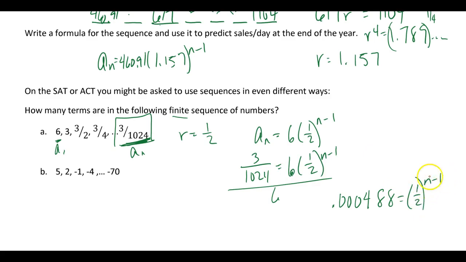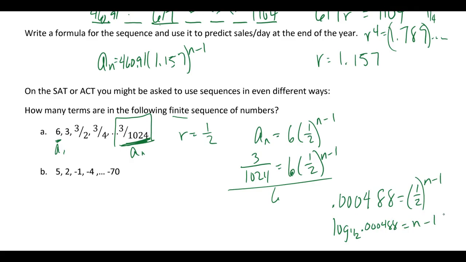Now, my n is stuck in my exponent, right? So there's a reason we did this chapter after logarithms, everyone. I'm going to rearrange this as a logarithm. So log base 1/2, remember the base stays the base, and then these two things swap out. 0.00488 equals n minus 1. And then we'll go from there.